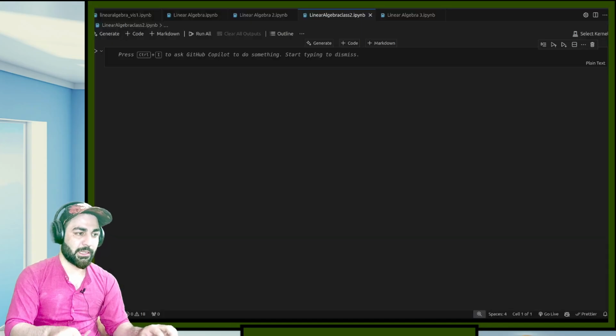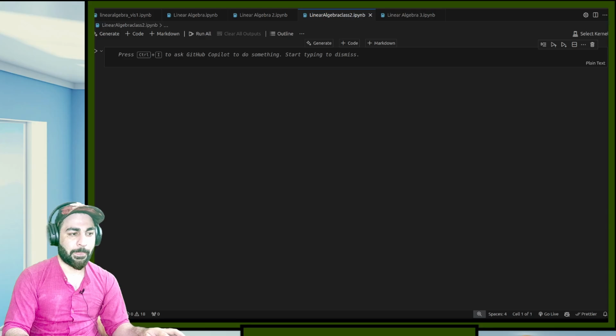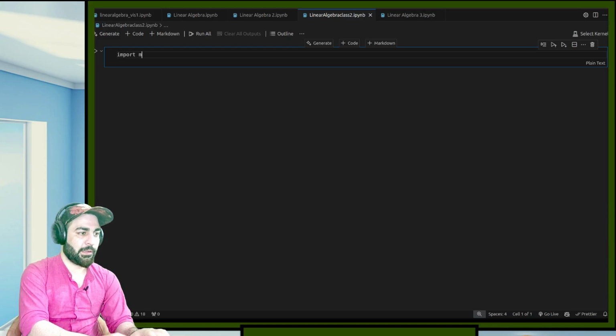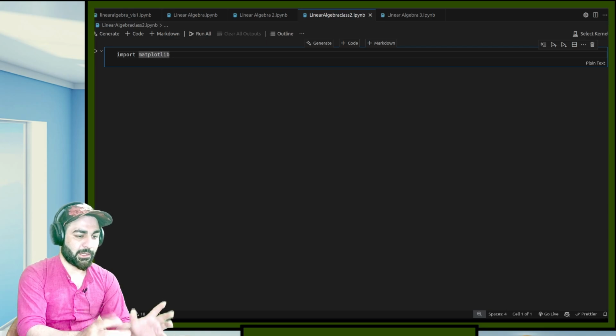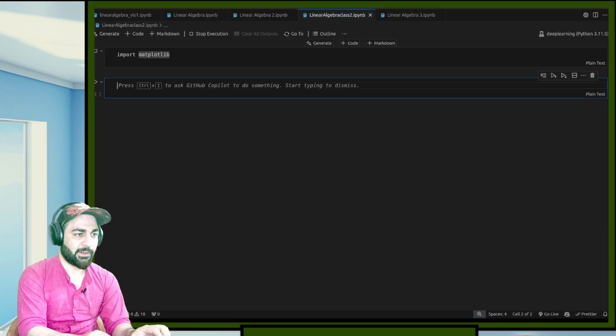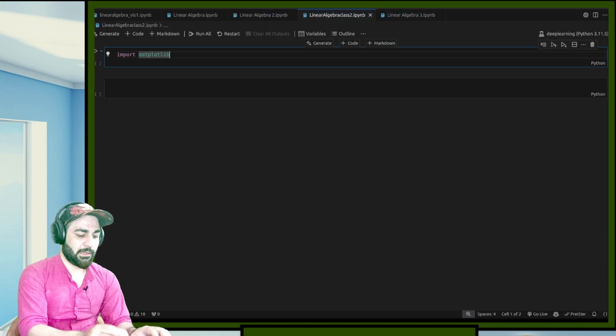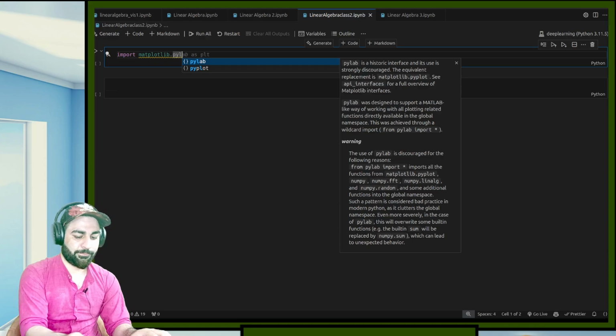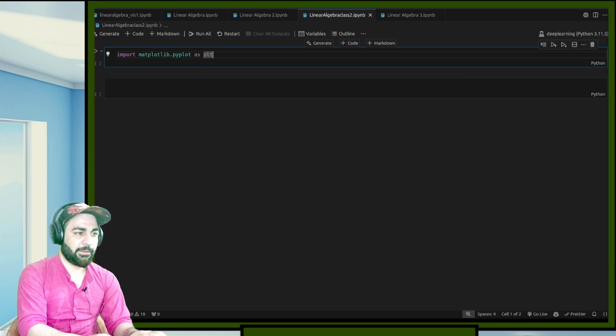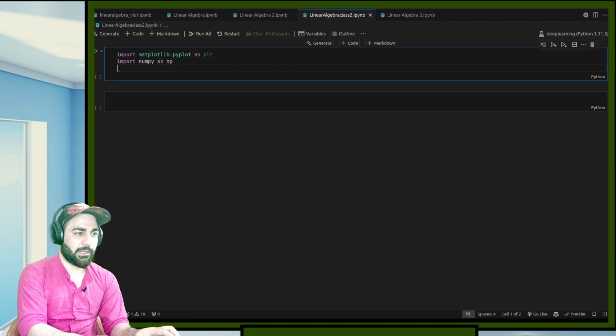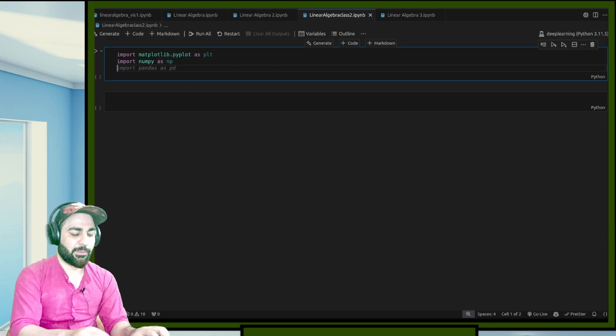You can see it over here. So let's do the standard imports. Import matplotlib dot pyplot as plt, and then I'll say import numpy as np. I'm not getting suggestions, I don't know why. Let me just activate the mode. I don't want to import pandas.